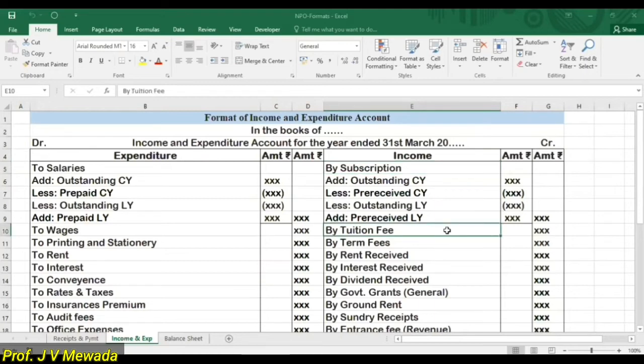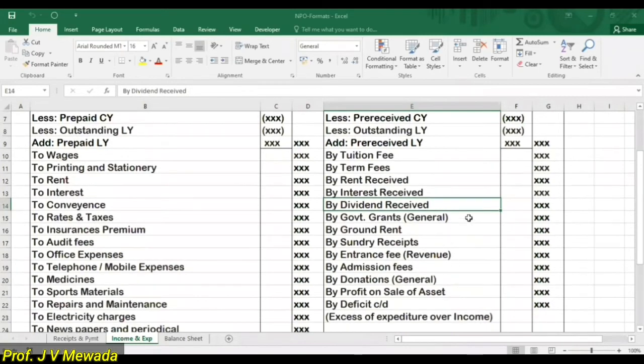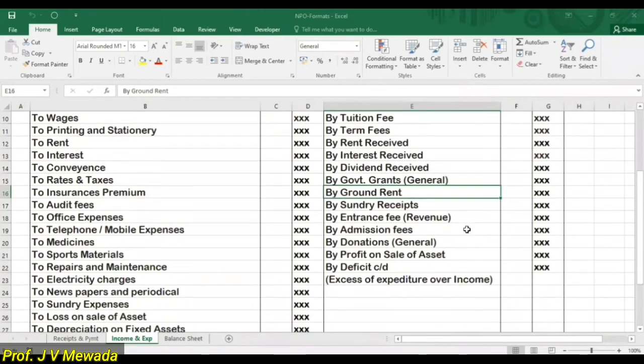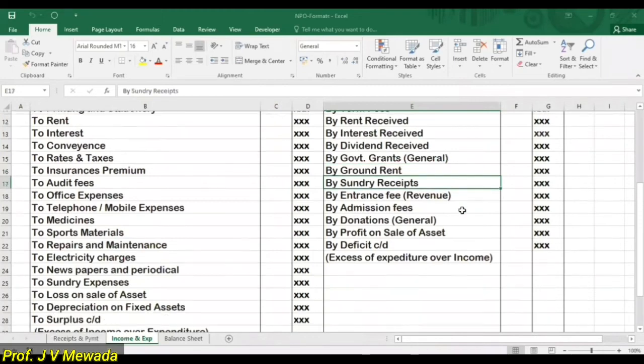Then tuition fee we are receiving in case of schools and colleges. Then term fee we are receiving in case of schools and colleges. So these are all regular incomes. Rent received is our regular income. Interest received is our regular income. Dividend received is our regular income. Government grant, we are receiving government grant, which is also regular or recurring, we can say. Ground rent, it is also recurring. Sundry receipt is recurring.